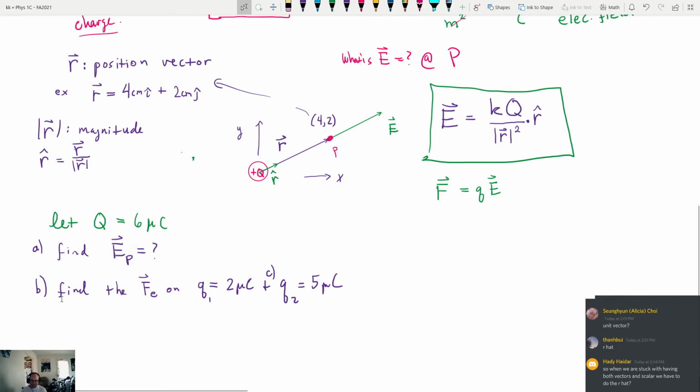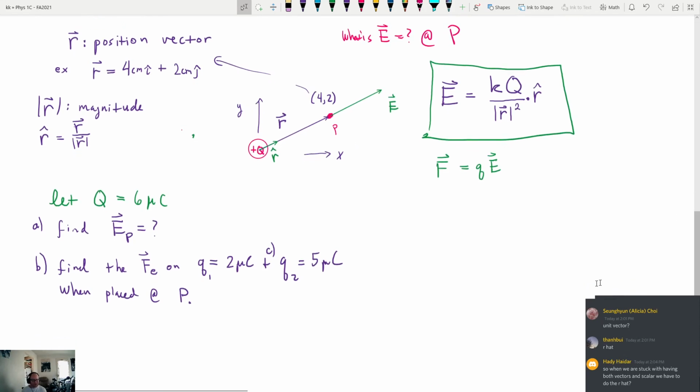And then find the force placed on either of these charges when placed at P. Does the question make sense? And do you have enough information here to try to solve it? I mean, I know you have enough information. The question is, do you feel like, based on what we just talked about, that you could try to solve it? Yeah? No? Yeah? Okay. Give it a shot, and I'll give you like 5 minutes, okay?